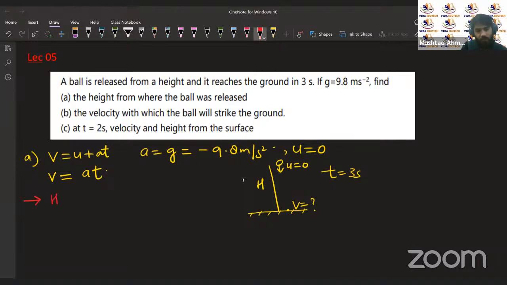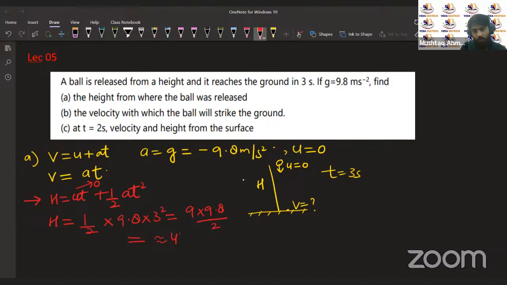So h is equal to ut plus half at square. We know that u is equal to 0, so this term will go to 0. So h will be half into a, a is given as 9.8, so it will be 9.8 into t square. T square is 3 square, that's 9, into 9.8 upon 2. So it will be approximately equal to 44 meters. So the height of this tower comes out to be 44 meters.